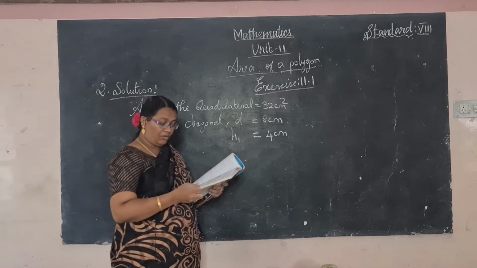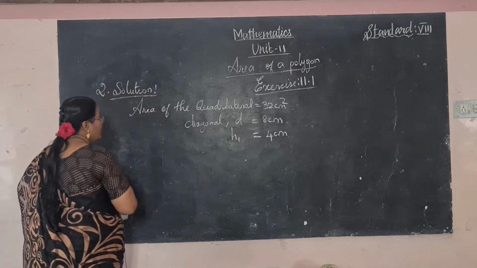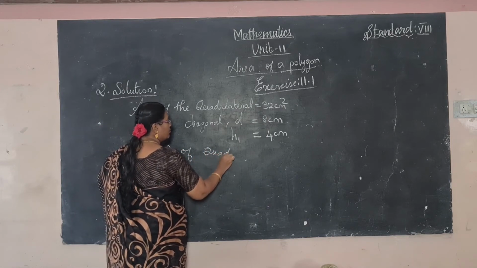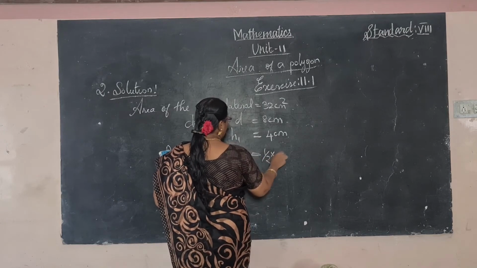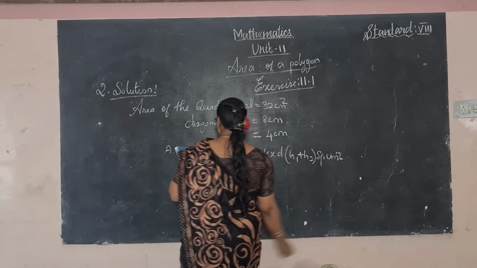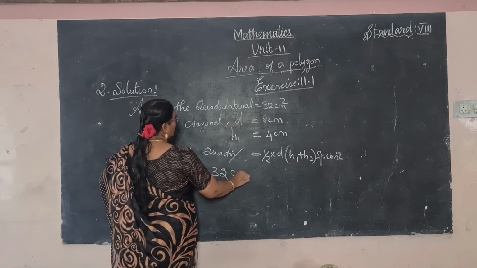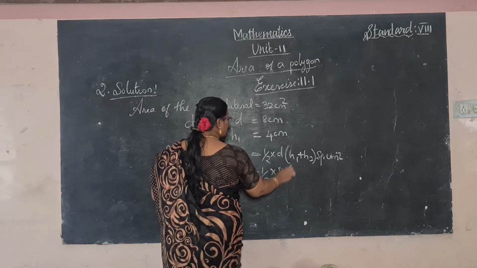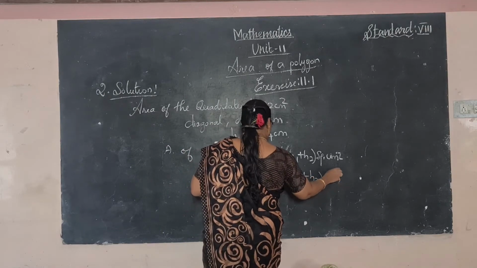We have to find the length of the perpendicular drawn from the vertex D. Now write the area of the quadrilateral is equal to half into d into h1 plus h2 square units. We know the area of the quadrilateral is 32 centimeters square, equal to half into the diagonal value, which was 8, into one of the heights, which is 4, plus h2.